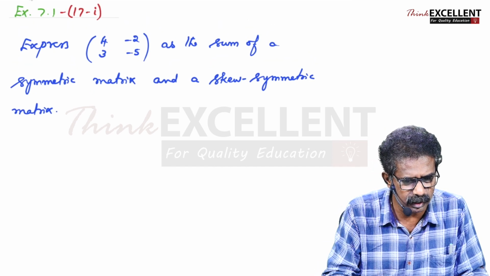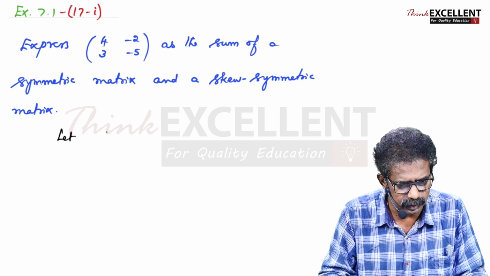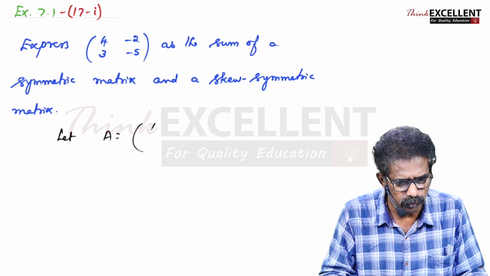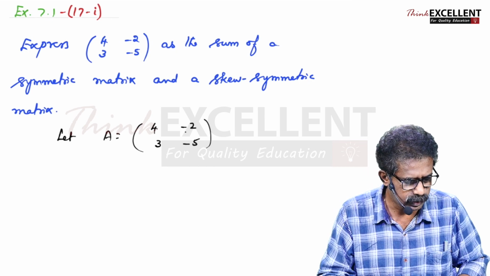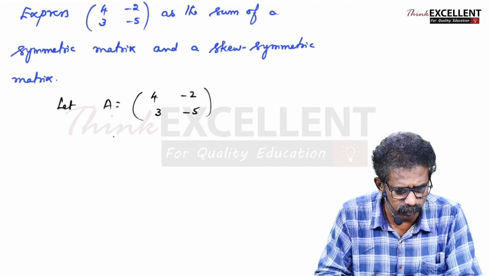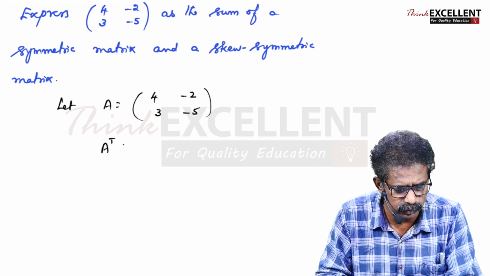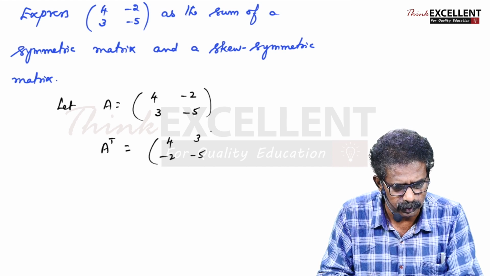I'm giving a name to that matrix. I'm taking the matrix as A. Let A equal 4 minus 2, 3 minus 5. Listen carefully, the 2 by 2, same way you can do the 3 by 3 question. So this is A. We want A transpose also, right? So we first find A transpose by interchanging the rows. First row 4 minus 2, second row 3 minus 5.